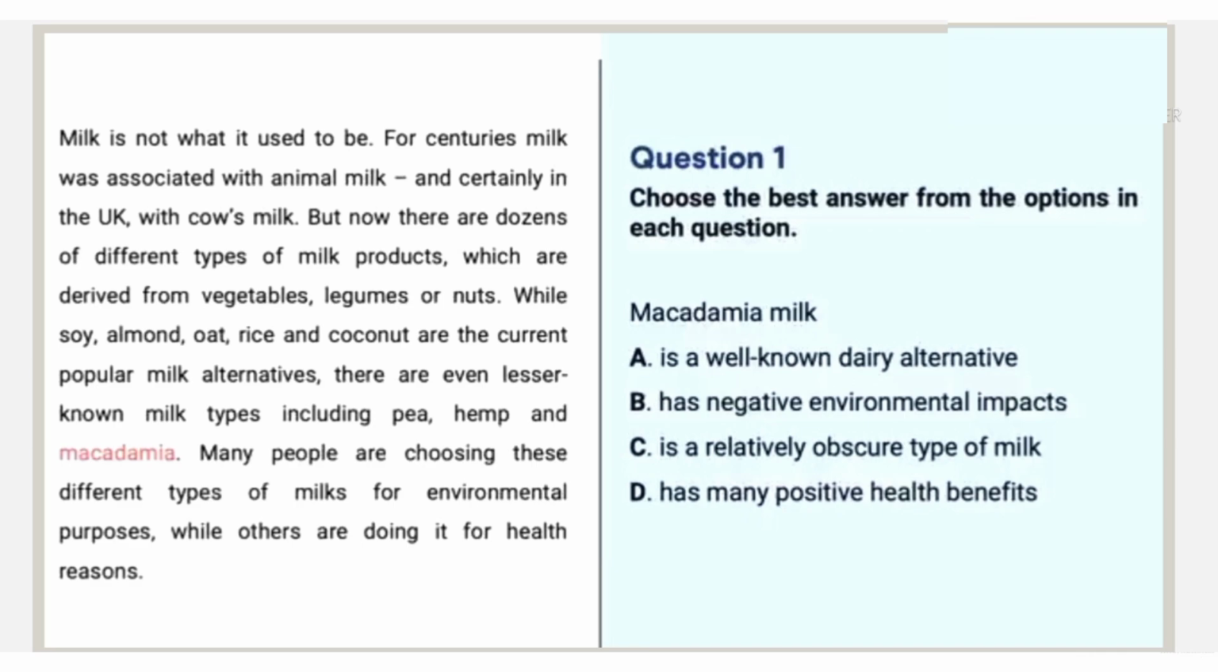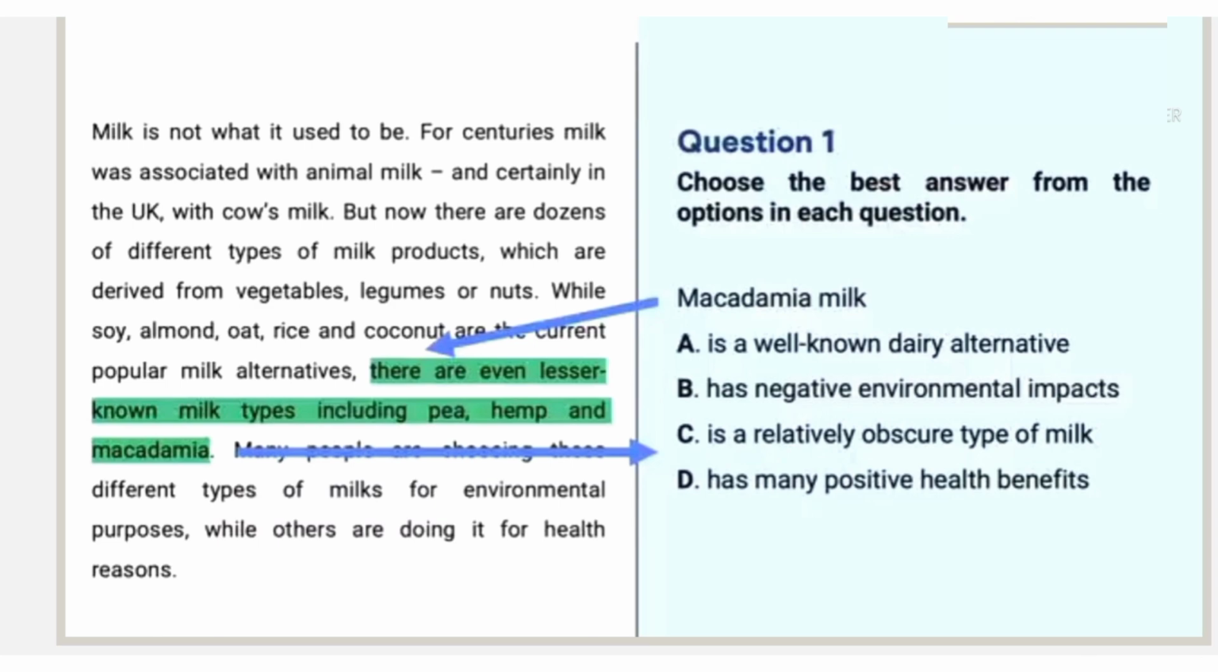The area surrounding macadamia says there are even lesser known milk types including pea, hemp and macadamia. So here our keyword is "lesser known." So we have to underline "lesser known," and then we can compare it with our options. Our first option is "well known," but it's given as lesser known. So we have to cut that because it's not our answer.